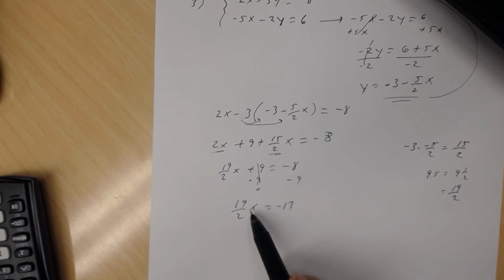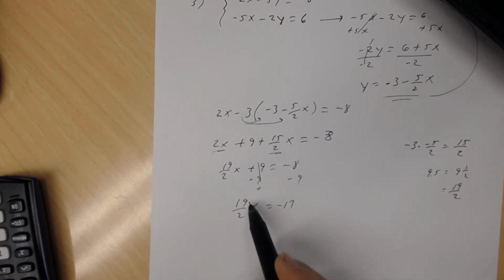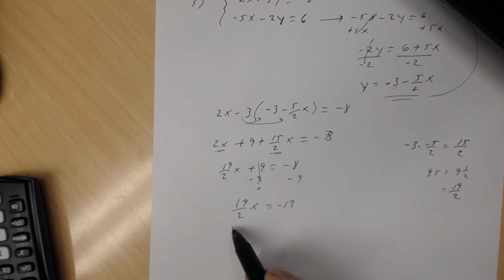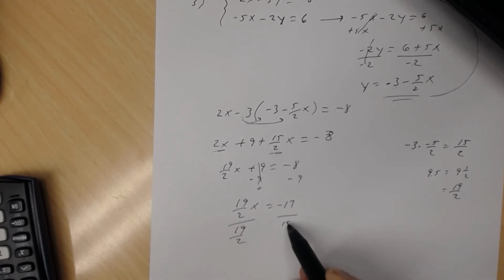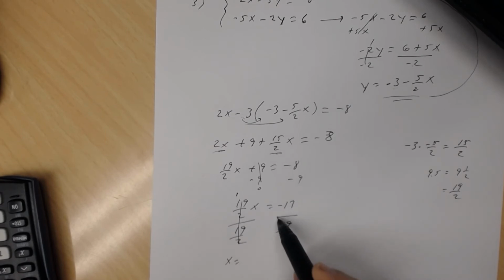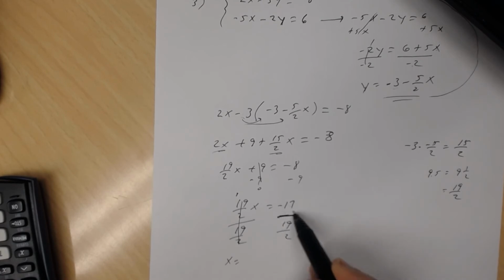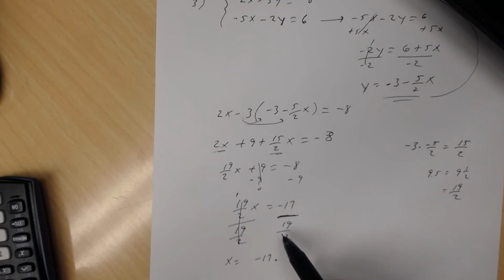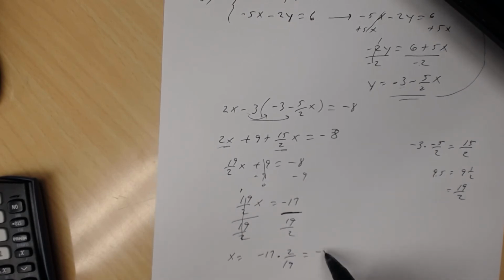Finally, let's solve for x. I'm going to divide both sides by 19 halves. Now you have to remember something from a previous course: 19 halves divided by itself is 1, and 1 times x is x. But you're dividing fractions, so you have to change that to a multiplication problem. So this becomes a negative 17 times the reciprocal of 19 halves, which is 2 over 19. That becomes a negative 17 times 2, which is negative 34, divided by 19.